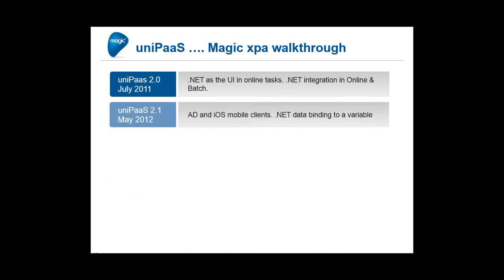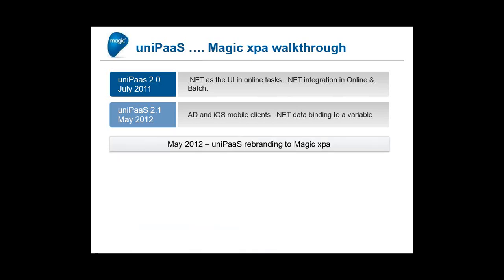In 2012, mid-2012, we first came out with Android and iOS mobile clients. Up until then, all we had was BlackBerry and Windows Mobile clients. So we came out with Android and iOS, and since then, we've been improving these clients to be more robust, more native, with more capabilities as we move along. And of course, we started adding more capabilities to the .NET offering by allowing binding to a variable. This was the first step.